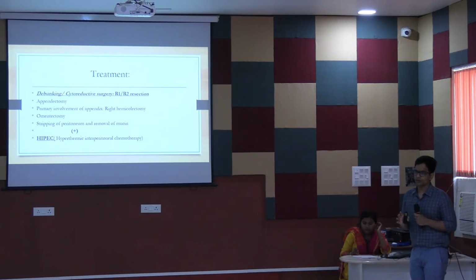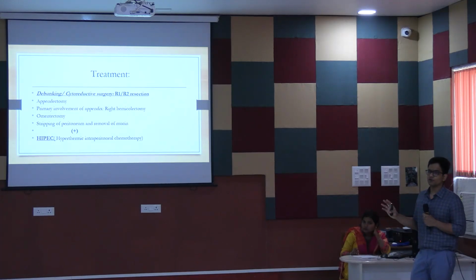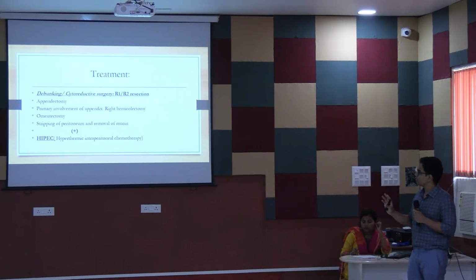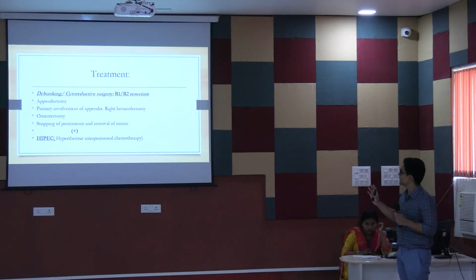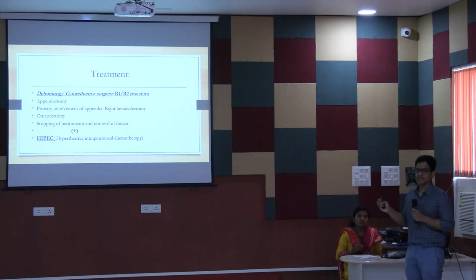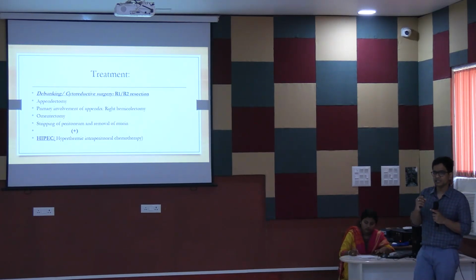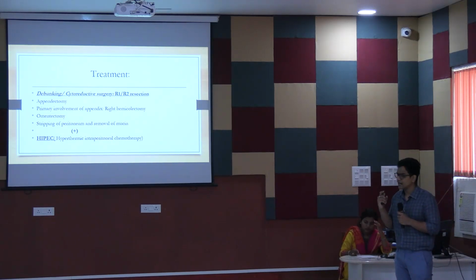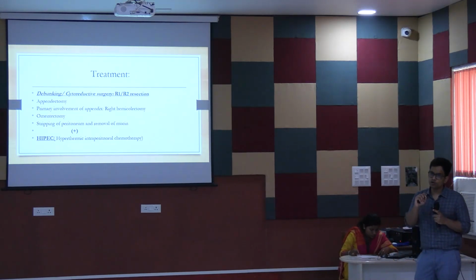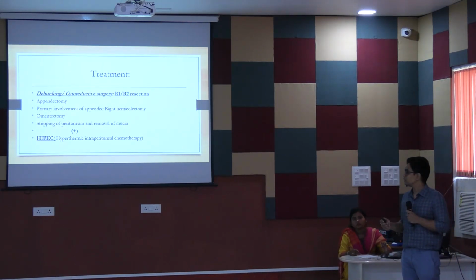Now treatment for pseudomyxoma, if it is of neoplastic origin, you have to go for a cytoreductive surgery, that is R1, R2 resection, appendectomy, primary involvement of appendix only, then you have to go for right hemicolectomy. Apart from that, omentectomy needs to be done. Stripping of peritoneum that has come in close contact with the mucin. These mucin cells can have cancerous cells, and that can lead to deposition of tumor cells onto the peritoneum. So peritoneum has to be removed. And apart from that, HIPEC has to be given. Hyperthermic intraperitoneal chemotherapy.